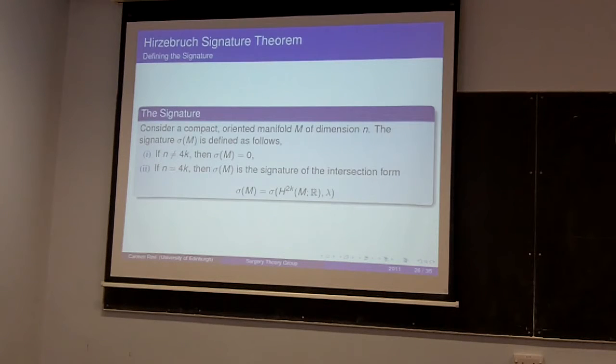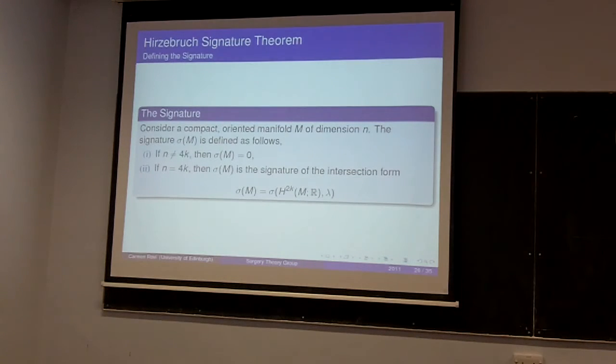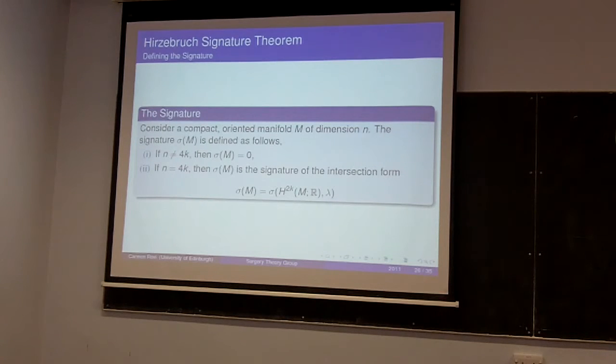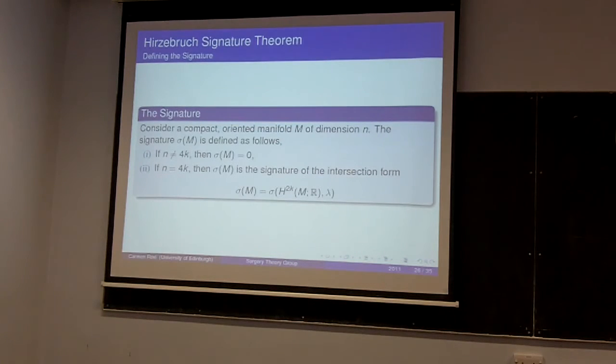Well, now here we have our first definition of the signature. What is the signature of a manifold? Well, we are considering a compact oriented manifold of dimension m, just as we have there. Then the signature is defined as follows. If we have a manifold with dimension not equal to 4k, then we are safe. The signature is 0. If it's a 4-dimensional manifold or 8-dimensional manifold or so on, then by definition the signature is the signature of the intersection form.